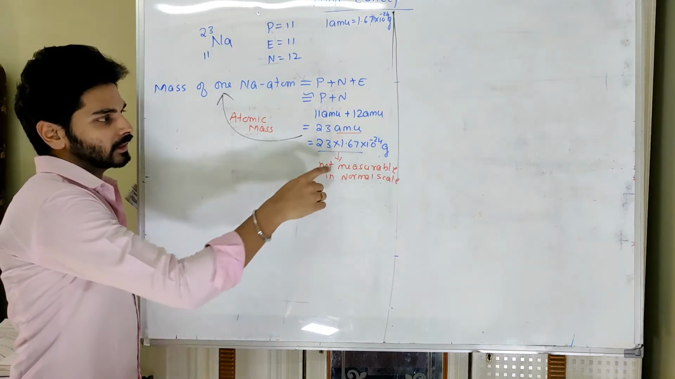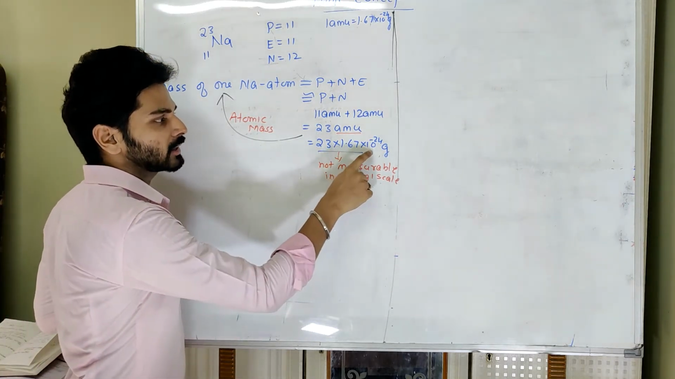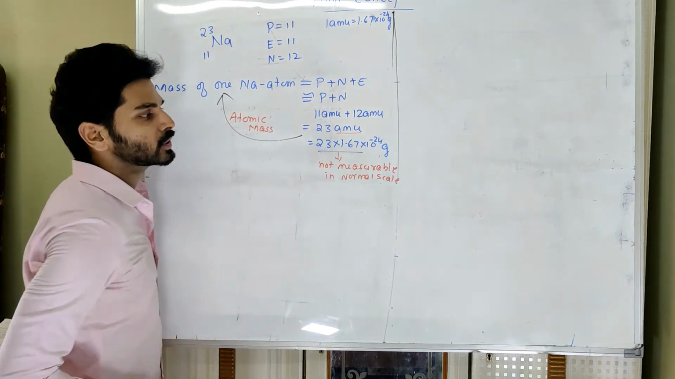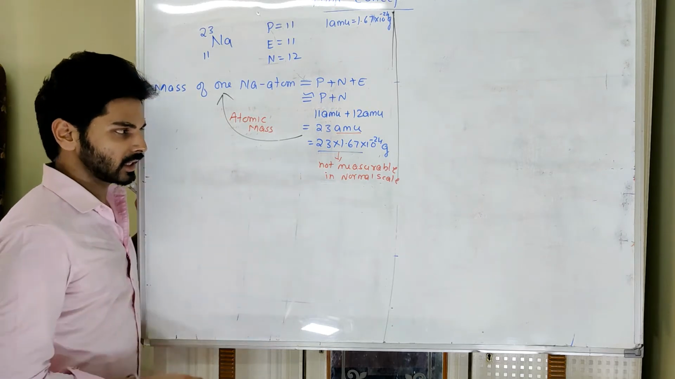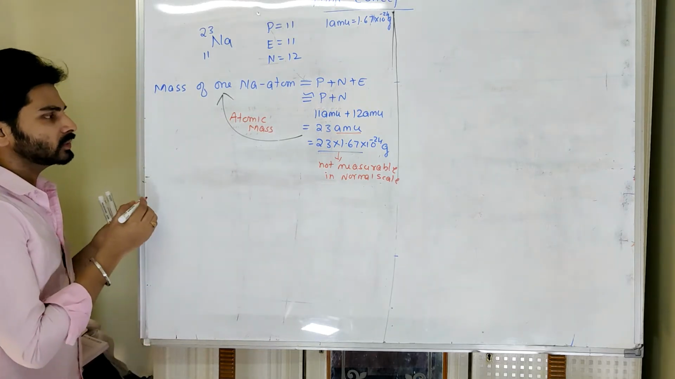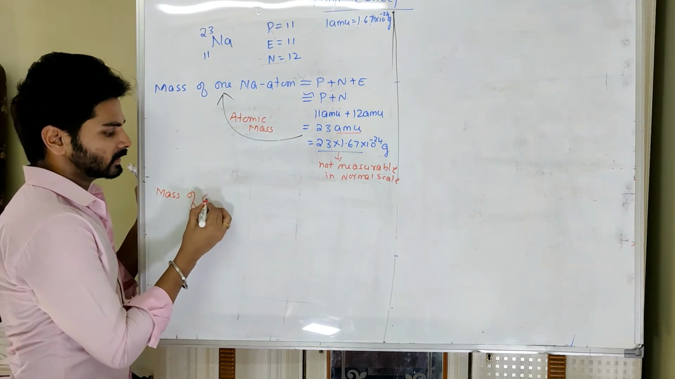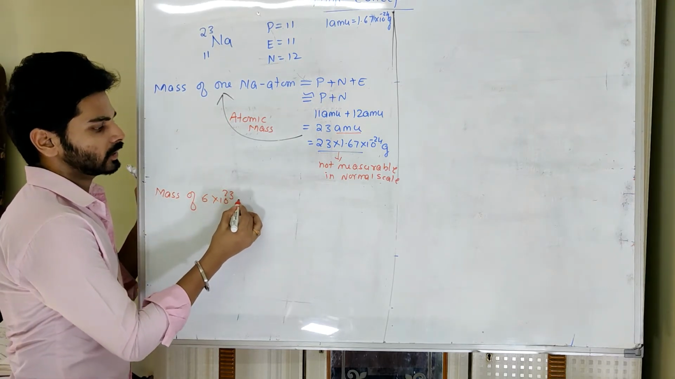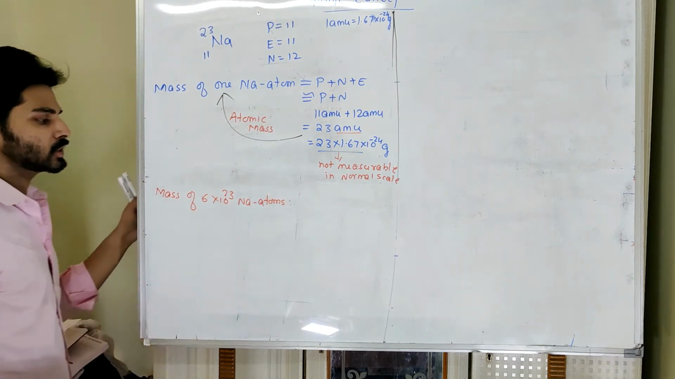But even if you increase that to 1000, or 1 lakh, or 10,000 for that matter, as long as this 10 raised to minus 24 doesn't get removed, it won't get converted into a normal scale. Okay, then what I do is go straight for a very big number, that is the mass of 6 into 10 raised to 23 sodium atoms. So I'll be going to an extremely large number.